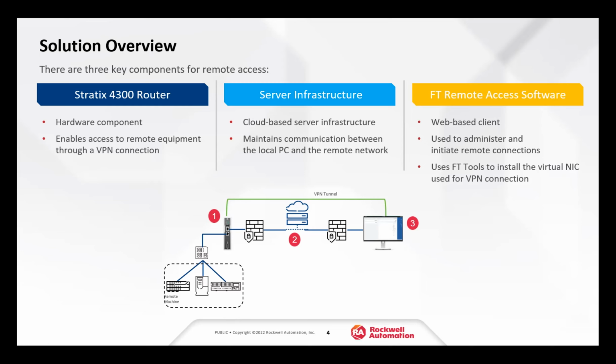The third component is the FactoryTalk remote access software. That is a web-based client. The software is installed on the cloud, and the revisions are managed by Rockwell, so you never have to install software on your computer. The software is accessed through FactoryTalk Hub. FactoryTalk remote access software is used to administer and initiate connections from the user's computer to the 4300 to gain access to the remote equipment.